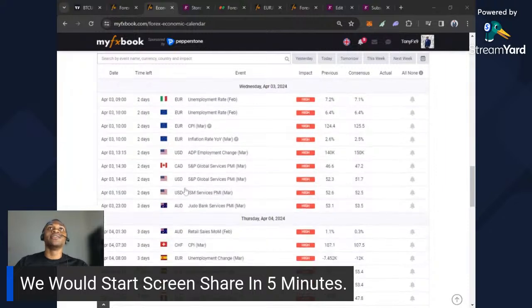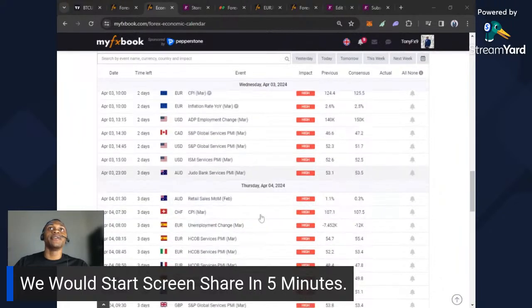Then to end the day is a Global Service PMI for dollar, and then Asian session Judo Bank Service PMI. Every figure here, if you see a figure higher than the current figure, it is good for these pairs. But if you see a figure lower than it, it is bad for the pair. So watch out for that.